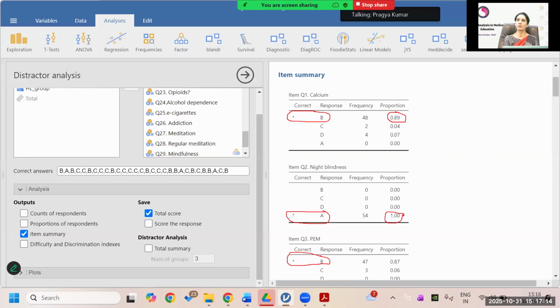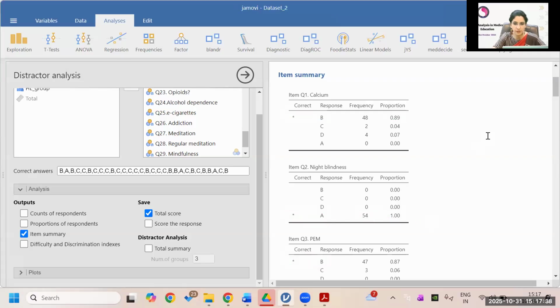Right, Priyanka. No, because any question which is either marked 100% right by all or marked 100% wrong by everyone doesn't add to the variability. So this question will not add to the variability because there were a total of 54 people and everyone got it correct. So this is a very easy question.